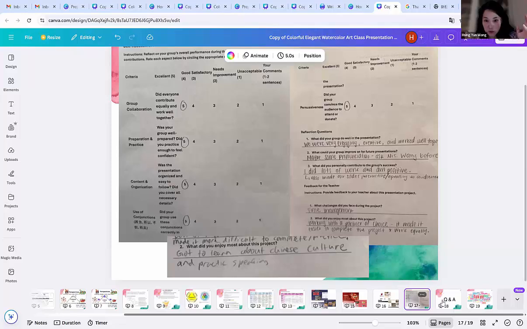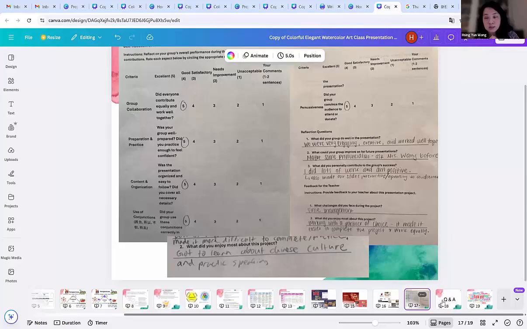what did your group do well in the presentation? What could your group improve on in a future presentation? What did you personally contribute to the group's success? What challenges did you face during the project? And what did you enjoy most about this project?